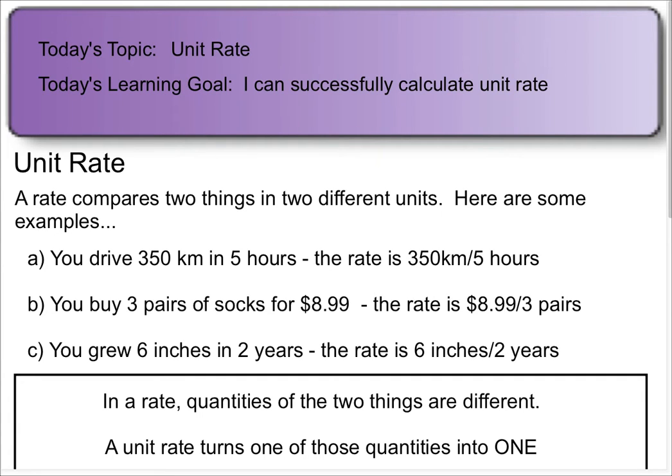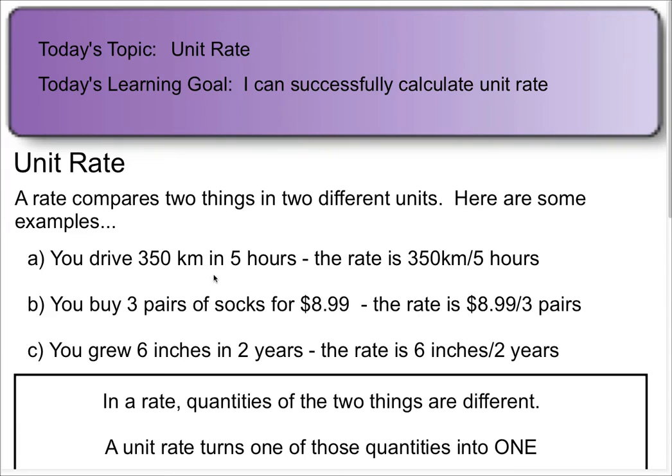Hello 2L. Our topic today is unit rate, and our goal is I can successfully calculate unit rate. So here we're going to talk about what a rate is. If you take a look at what we have written here, it says a rate compares two things in two different units. Here are some examples.